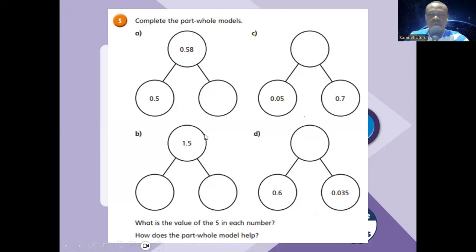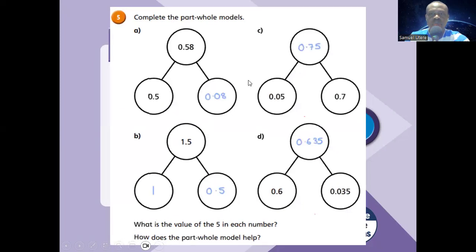Assuming you've paused the video and you've worked through the questions, here are the answers. Let's discuss them. Here you were asked to complete the part-whole models. Remember, to get this, you could have simply said, well, I already have 5 tenths here. So what should be left here should be 8 hundredths, which is 0.08. And then here, you can simply add these to get 0.75.